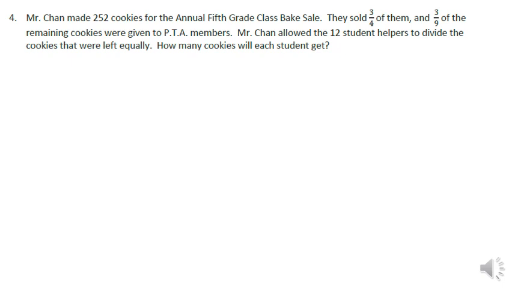Mr. Chan made 252 cookies for an annual 5th grade bake sale. They sold 3/4 of them, and 3/9 of the remaining cookies were given to PTA members. Mr. Chan allowed 12 students to divide the cookies that were left equally. How many cookies will each student get?